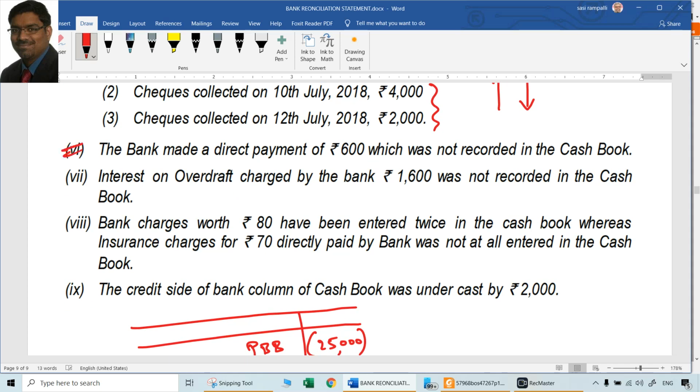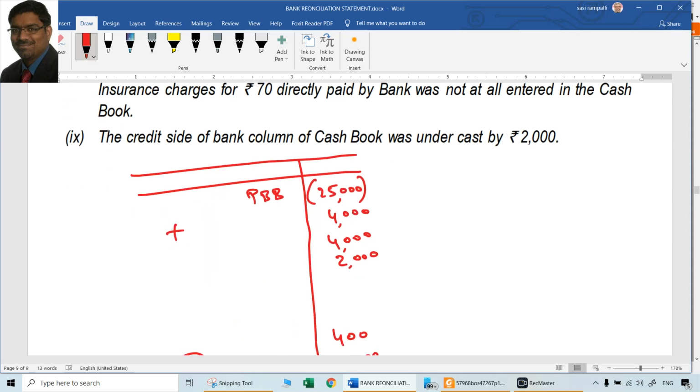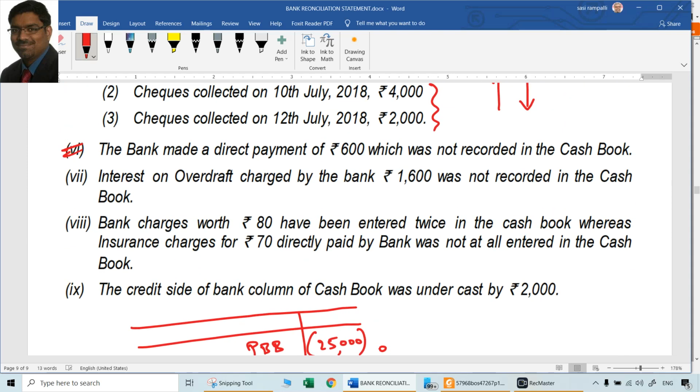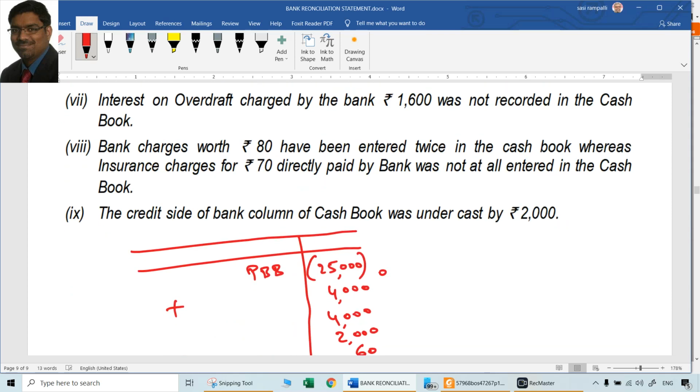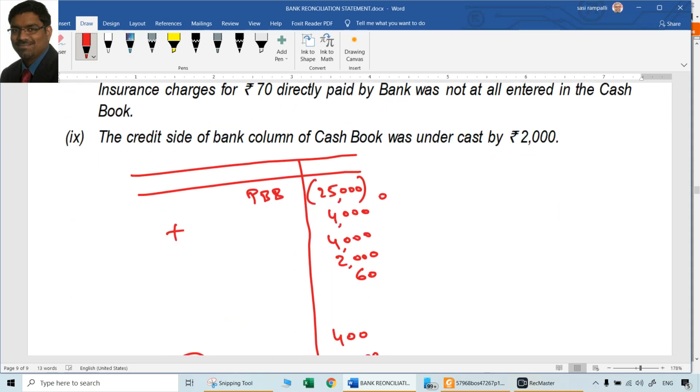Next, bank made a direct payment of 600 which was not recorded in cash book. Of course, first impact is bank only, because bank made a payment, bank would have debited it. So passbook balance because of this would have been lower. So what we have to do? Add that 600. First impact is passbook only, so we don't have to worry about cash book. Since bank made a payment, bank would have debited its passbook. Means it's a withdrawal. When withdrawal happens, naturally the balance will go down. Balance already is down according to the bank passbook. So what we did? We have added that 600 rupees.